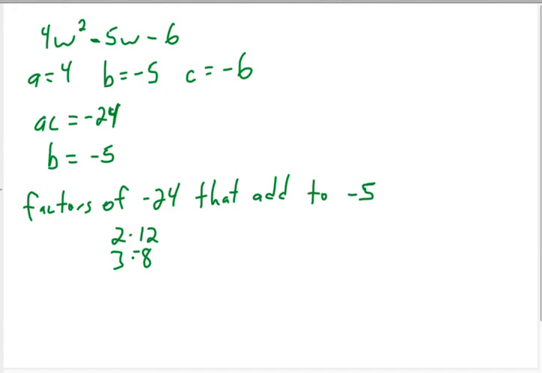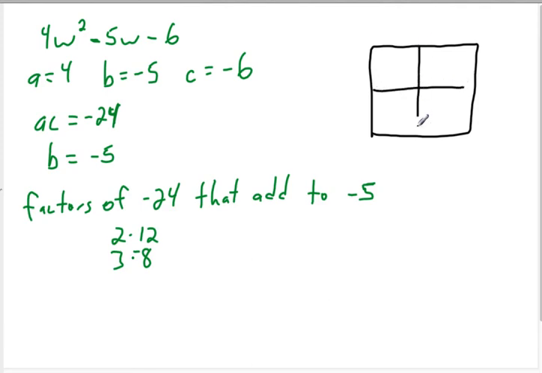Let's make our box. So inside the box we have a 4w squared on the top left. We have a negative 6 on the bottom right. And then we have a 3w and a negative 8w. Again, doesn't matter which one goes where.